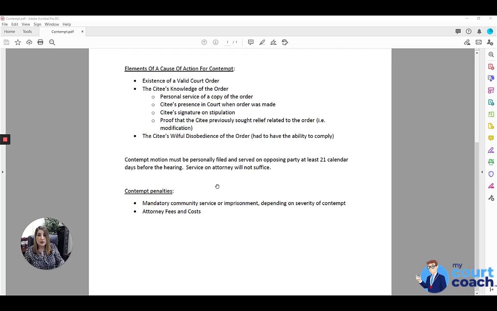And then finally, what sort of penalties can be issued with a finding of contempt? There can be mandatory community service or imprisonment, depending on the severity of the contempt, and if this is the first instance, the second instance, the third instance, etc. And there can be attorney fees and costs awarded to the party who prevails.